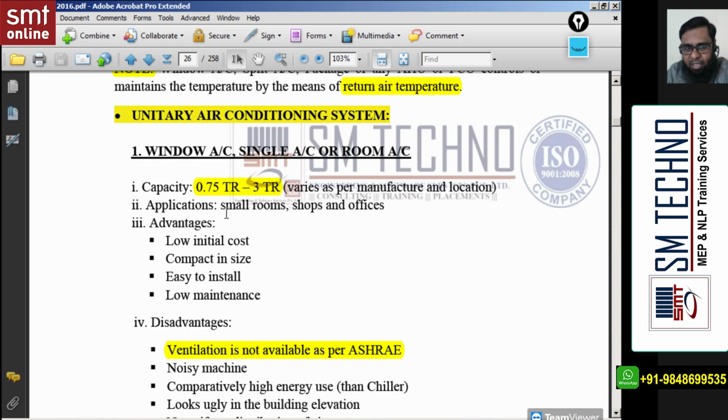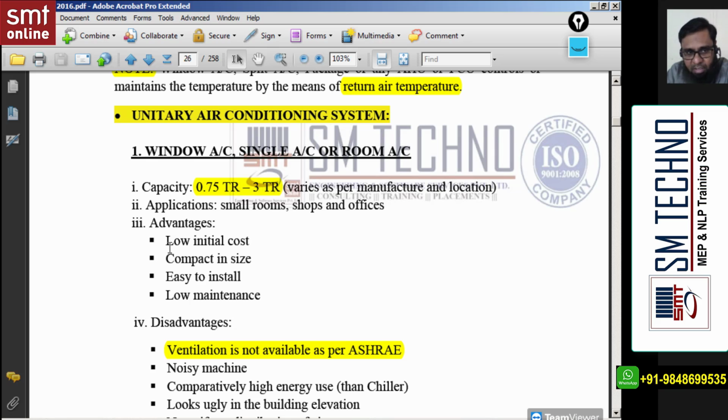Next, application: it can be used for small rooms, shops, small offices, etc. It's a unitary system, so room AC means one room, one machine. Or if the room is big, we require 2 machines in 1 room. But in a central air conditioning system, 1 unit can cover multiple spaces. That case is different, we'll discuss later. But this system is for 1 space, or multiple units for 1 space. So it's a unitary system.